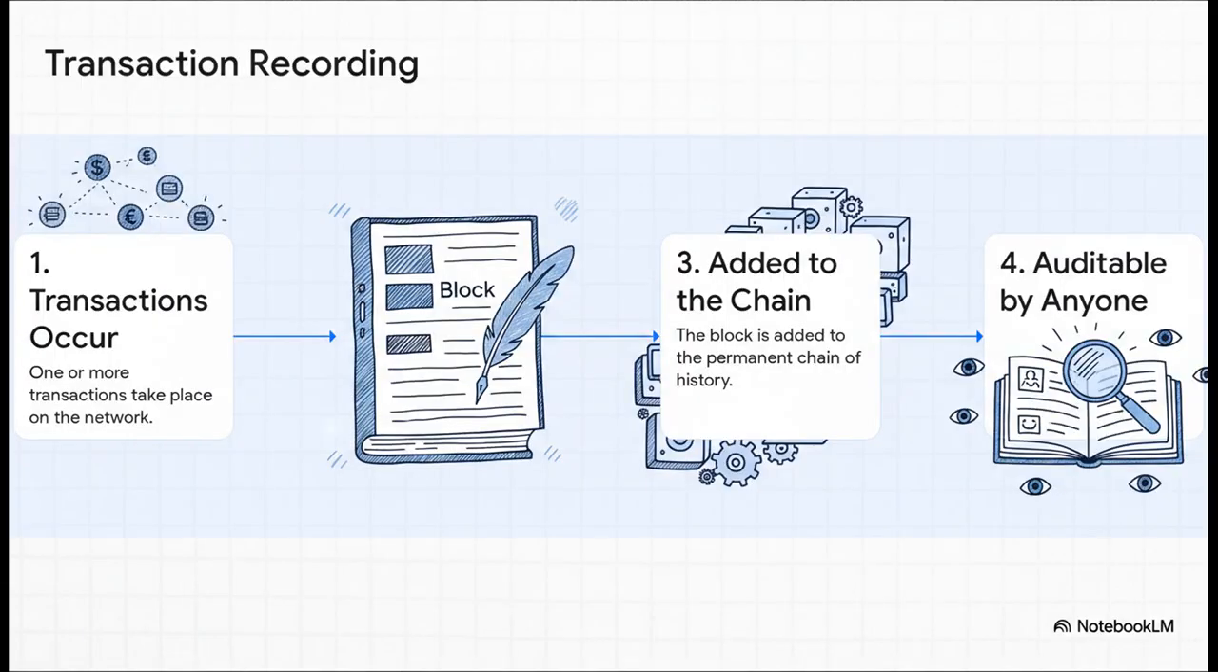So how does that actually work in practice? Well, a bunch of transactions happen, right? And they get grouped together into what's called a block. You can literally just think of this as a new page in that accounting book. And once that page, that block, is added to the chain of all the previous pages, that's it. It's locked in. It creates this permanent, unchangeable history that, again, anyone can look at.